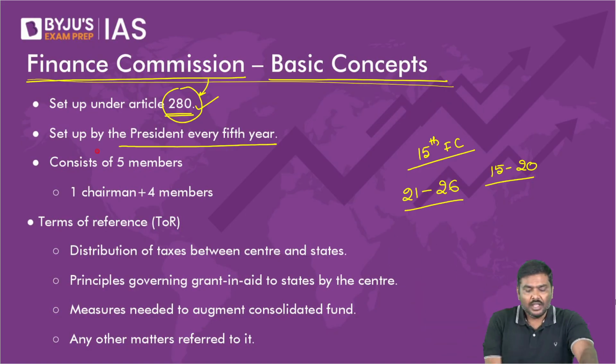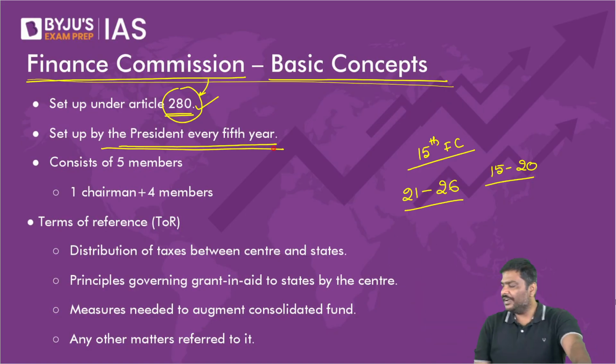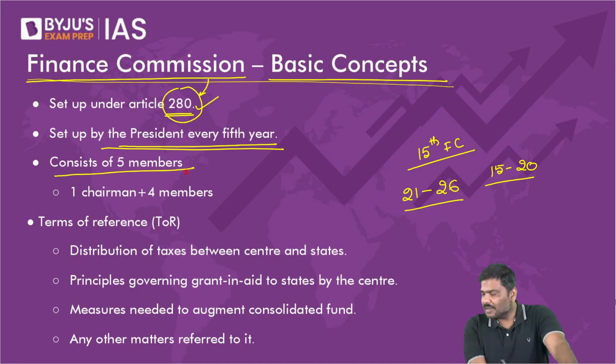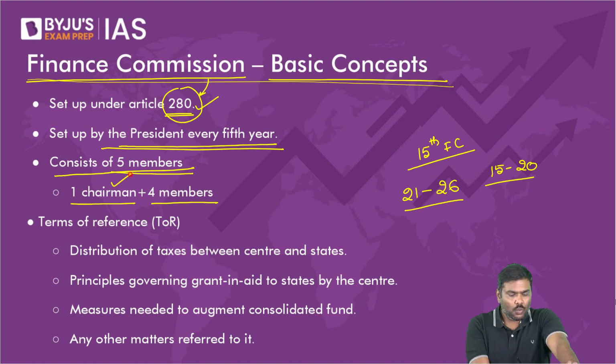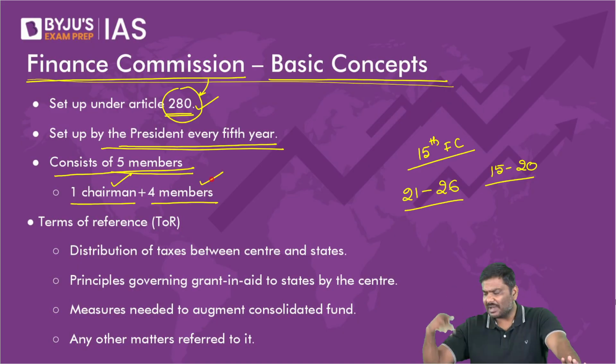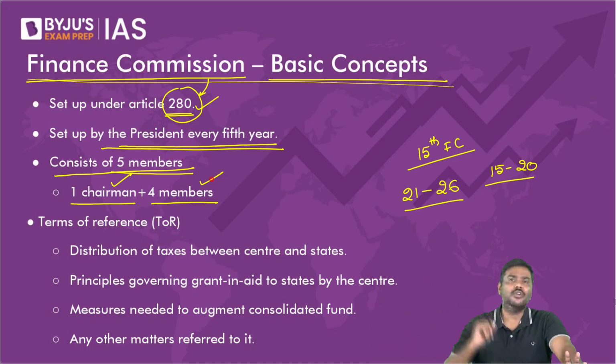Okay, so it will be set up by the President of India once every 5 years. Next one, Finance Commission will have a composition of 5 people, that is basically one chairman plus 4 members. There will be 5 people. Again, all of them are appointed by the President of India, but the recommendation will come from the Prime Minister, that is basically the Government of India.